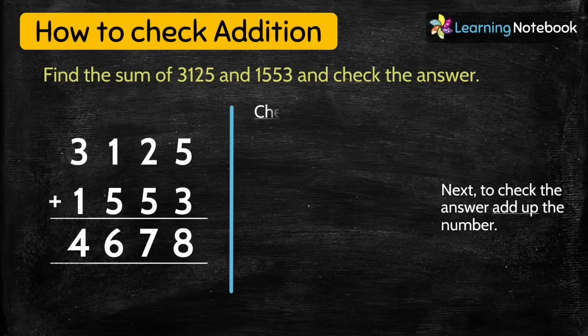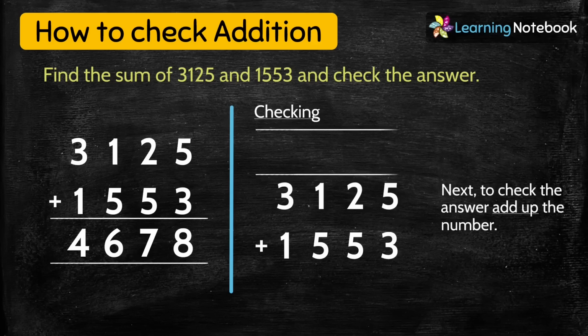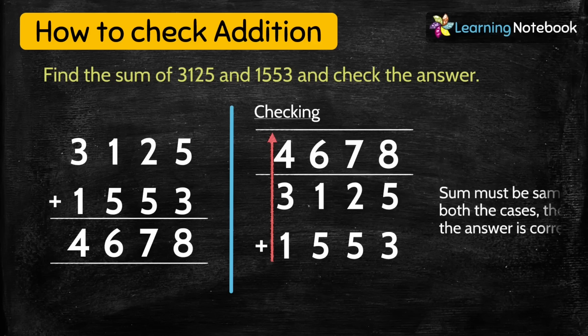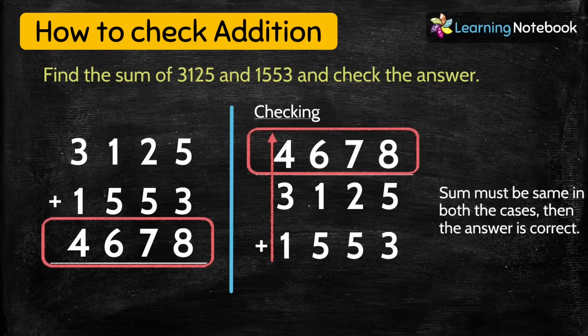To check this answer, we will add up the given numbers in the reverse order. It means 3 plus 5 equals 8. 5 plus 2 equals 7. 5 plus 1 equals 6. And 1 plus 3 equals 4. Students, in both the cases, our answer is same. So it means our sum is correct. So this is the way we check addition.